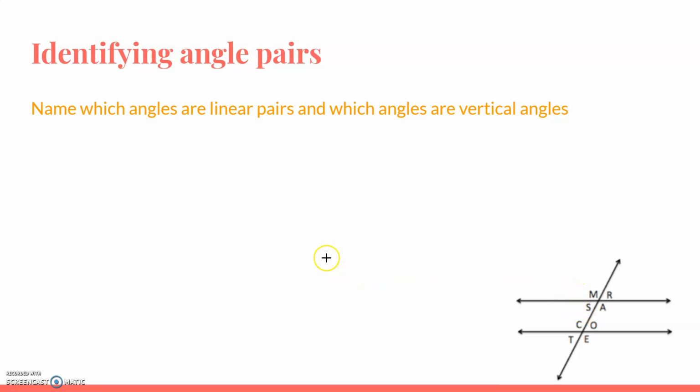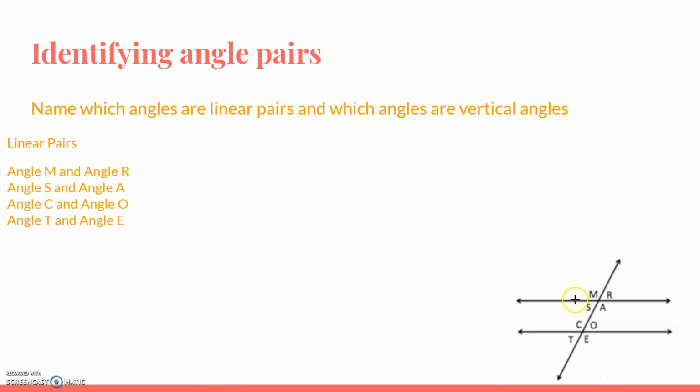Alright, so I asked you to name all the angles that are linear pairs, and all the angles that are vertical angles. Let's start off with the linear pairs first. First off, we have angle M and R. Angle M and R are a linear pair because this ray and this ray are opposite. That applies to angle S and A as well. And for angle C and O, they're linear pairs because this ray and this ray are opposite. That's the same thing for angle T and E.